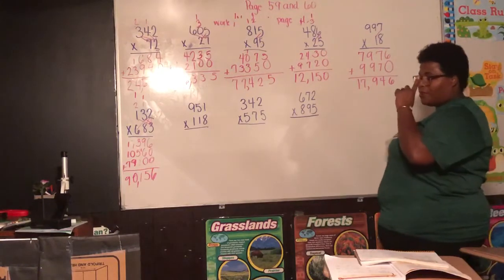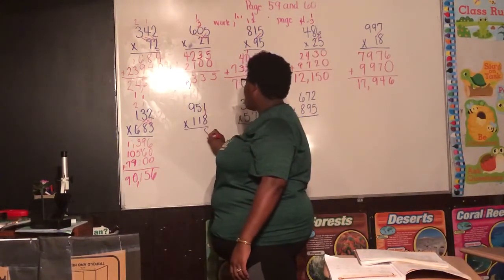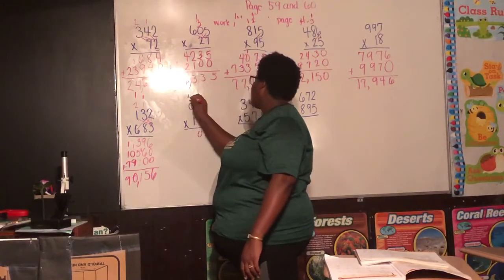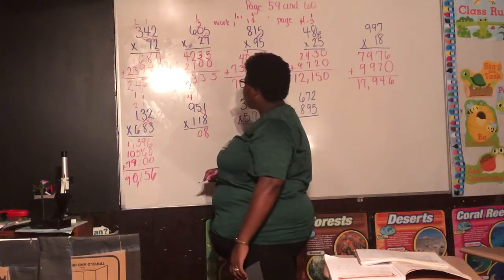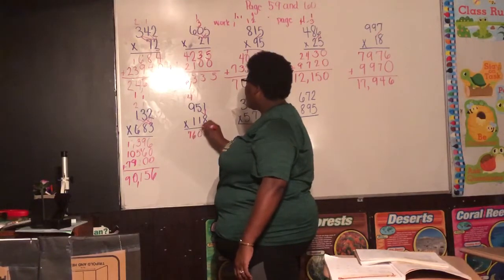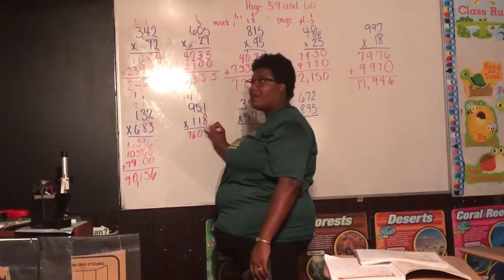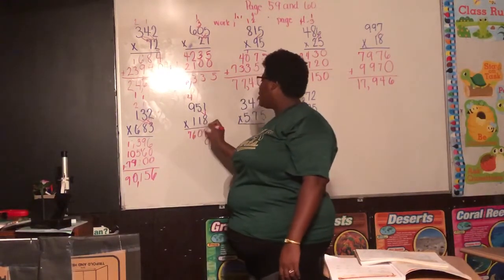Let's do another one. 8 times 1. Remember, we're going to start off regular. 8 times 5 is 40. 8 times 9 is 72. Plus 4 more is 76. Now, always before you go to the next number, you want to put your 0. And you're going to stay on this row for this number.